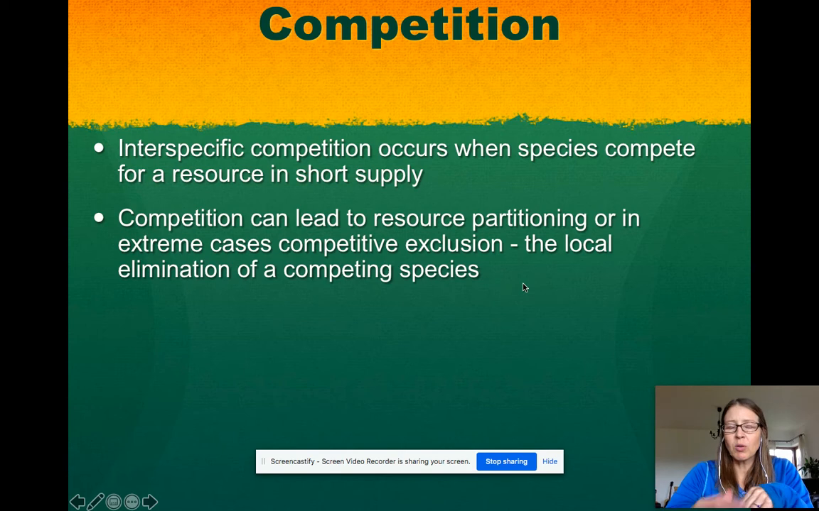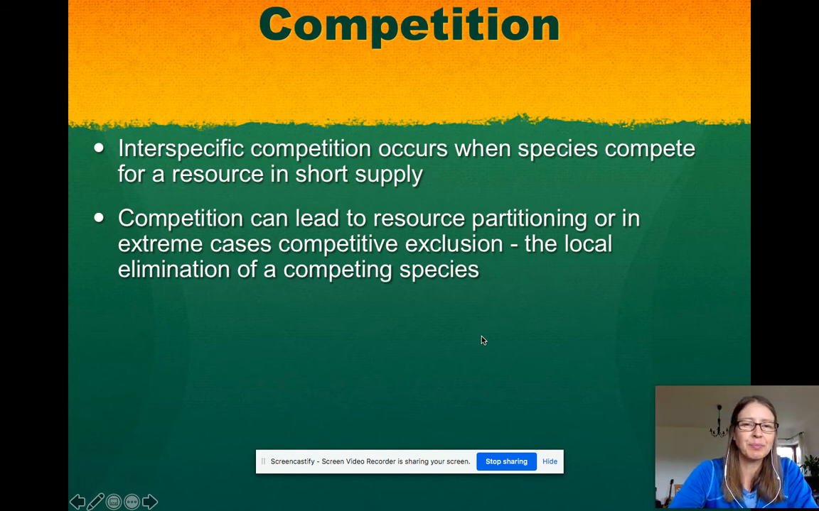But sometimes you can have competition where some of them might be excluded. Some species might be excluded from one area, but they've all kind of managed to occupy a little bit different area within that habitat. And that is when we start looking at something called resource partitioning. I'll show you some examples.